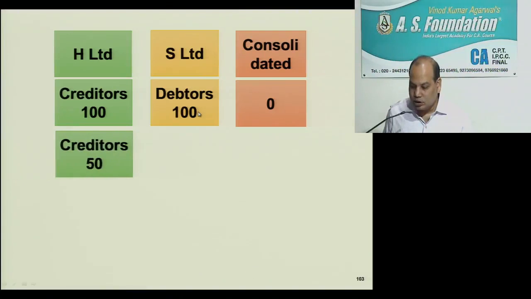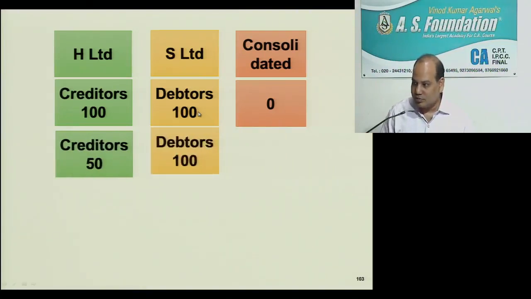Okay. But sometimes the institute is going to say H has to pay to S 50 rupees. S has to receive from H 100 rupees. How is it possible? So it is possible because holding company H in this example must have sent one check to the subsidiary company, has sent the check around say 31st March.